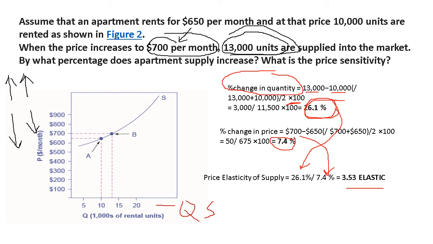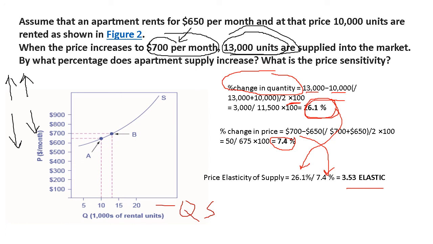Okay? So the elasticity of supply, greater than 1, is 3.53, that is more than 1. It means that the percentage change in quantity supplied will be greater than a 1% price change. So that is the interpretation.